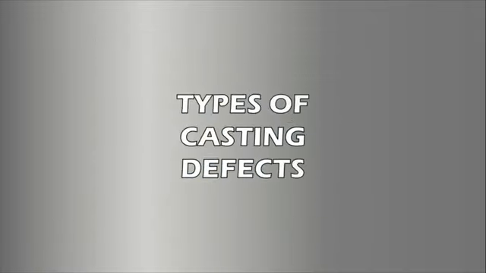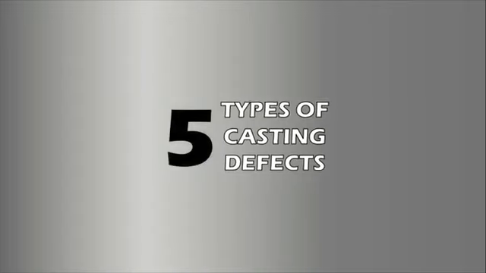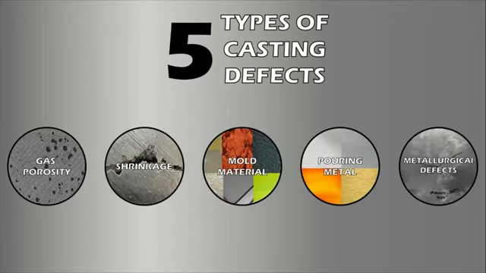There are many types of casting defects, so they are broken down into 5 main categories. They are gas porosity, shrinkage, mold material, pouring metal, and metallurgical casting defects. They can be subdivided further. I will try to make it as simple as possible.